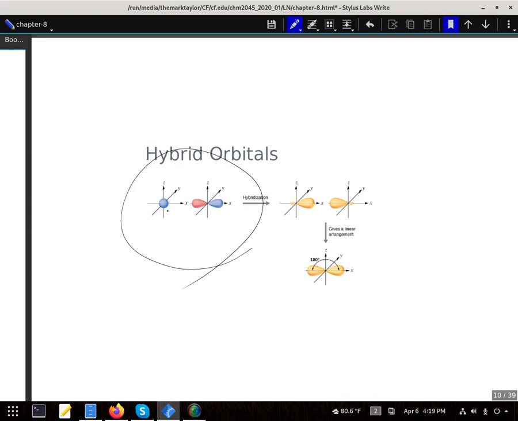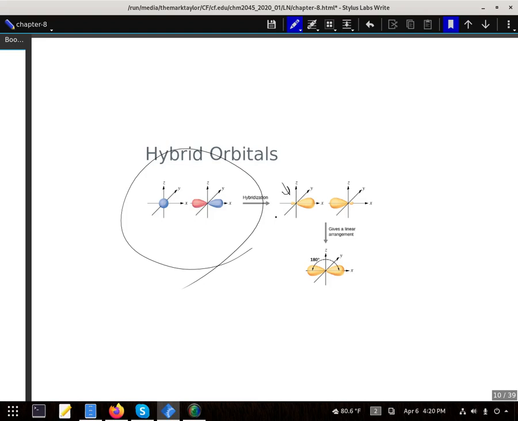Well, when they add together, the s being totally in one phase is going to make one side expand and the other side decrease. So you could think about them adding together to give you something like this. The left side got smaller, the right side got bigger.